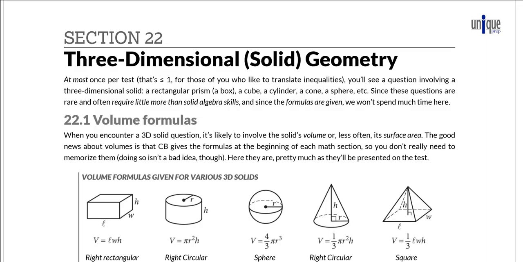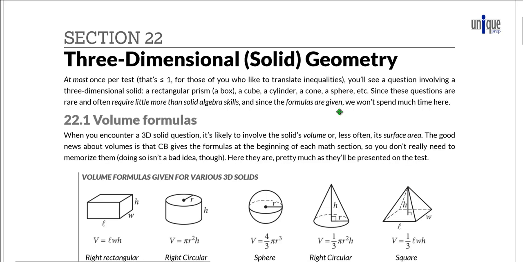Here we are in section 22 of the SAT Math Manual, where we are going to talk about three-dimensional or solid geometry. These questions are extremely rare on the test. You might go an entire test or two without seeing any of these. At most, you're going to see one per test. We're talking about prisms, cubes, cylinders, and so on.